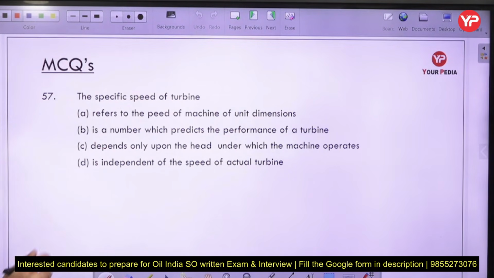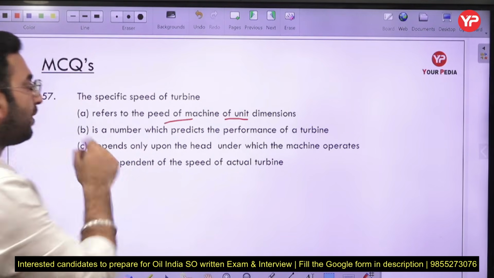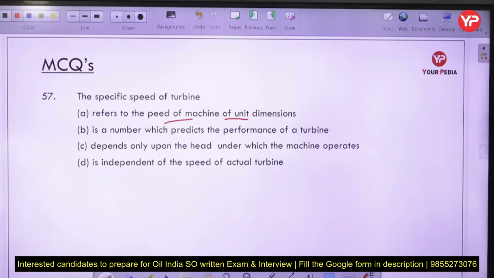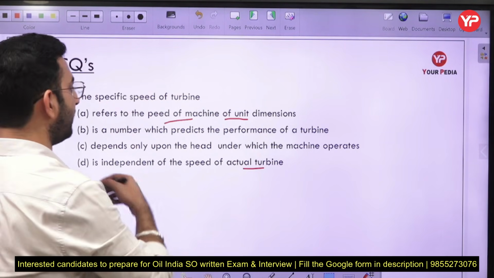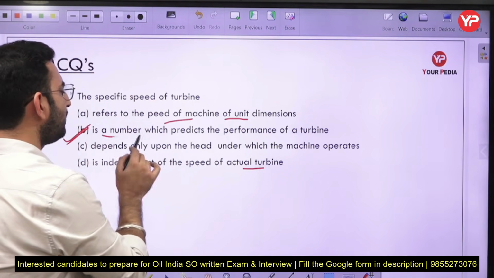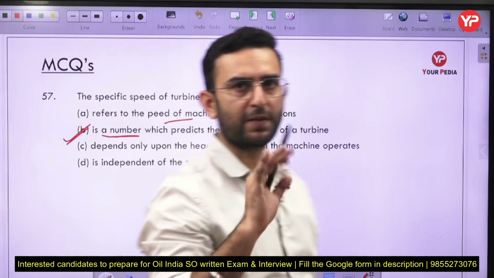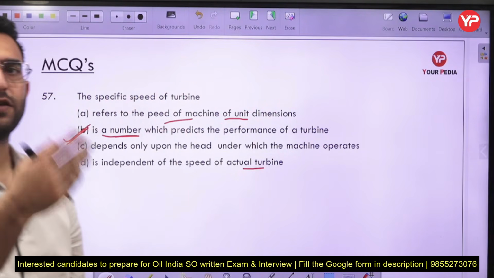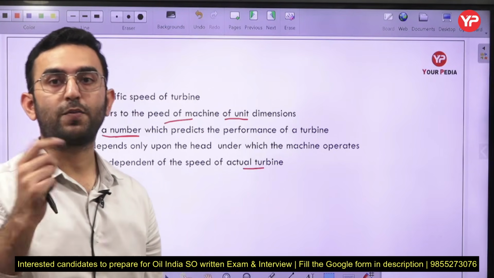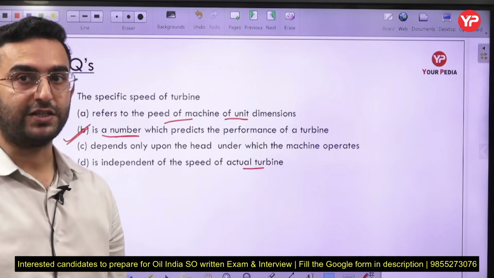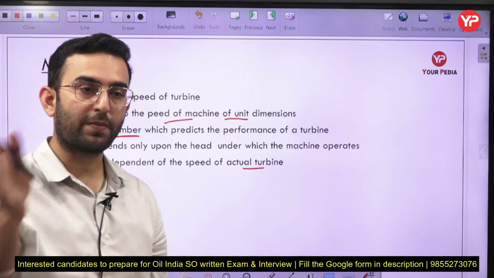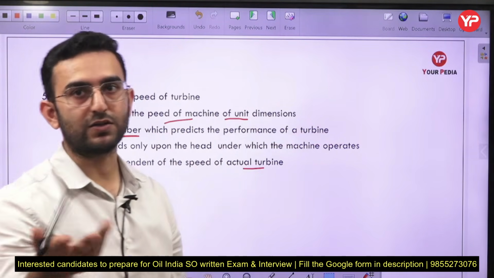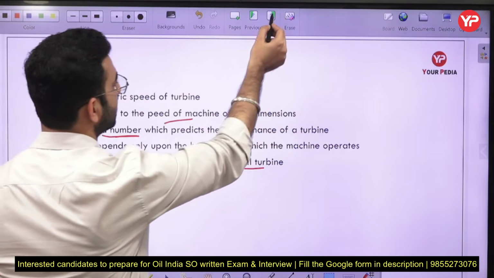Next, specific speed of a turbine refers to the speed of a machine of a unit dimension. It is a number which predicts the performance of a turbine. It depends only upon the head under which the machine operates, and is independent of the speed of the actual turbine. It is not a dimensionless number. We have two different formulas for specific speed, and it is used to compare different types of turbines operating under the same head, the same operating conditions. Then you can simply compare the Kaplan turbine with the Francis turbine, Francis with the Pelton turbine, and so on. Option B will be the correct answer.